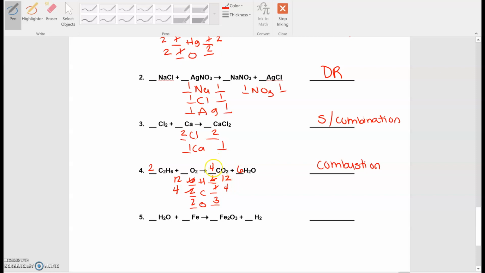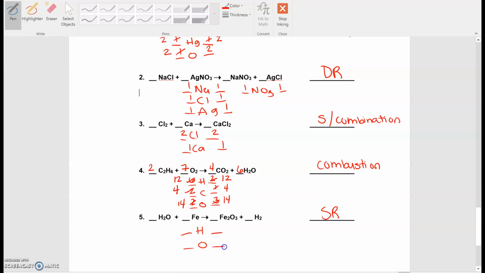And now I'll do the oxygens. That's 4 times 2, which is 8, plus 6 times 1, which is 14. So I would need a coefficient of 7. And then the last one, I have a compound and an element, giving me a compound and an element. So that must be single replacement.